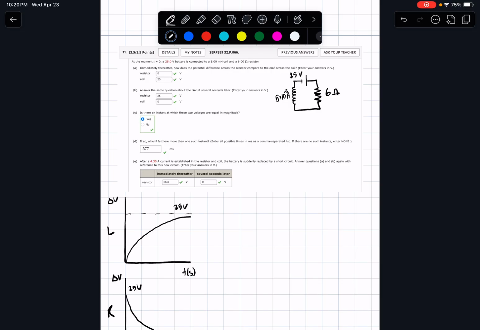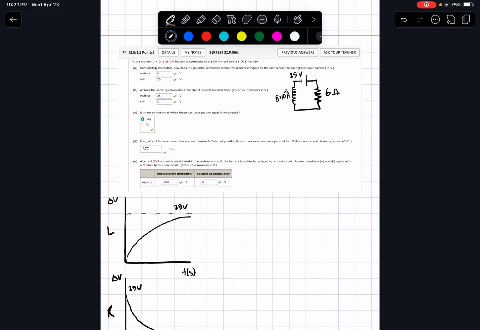All right. And then the coil, which is the inductor, starts off at 0 because that is when it is resisting the most. So there would be 0 EMF, zero voltage in the inductor. So the potential difference would be 25.